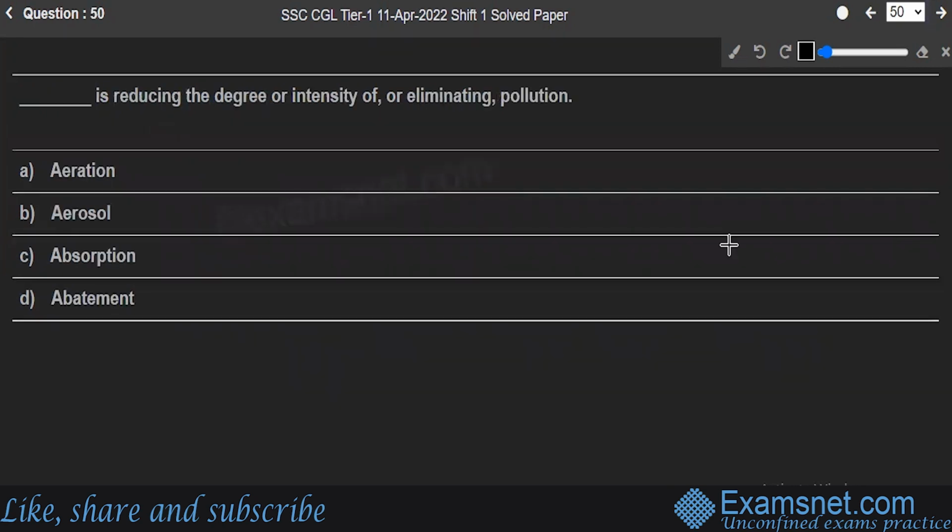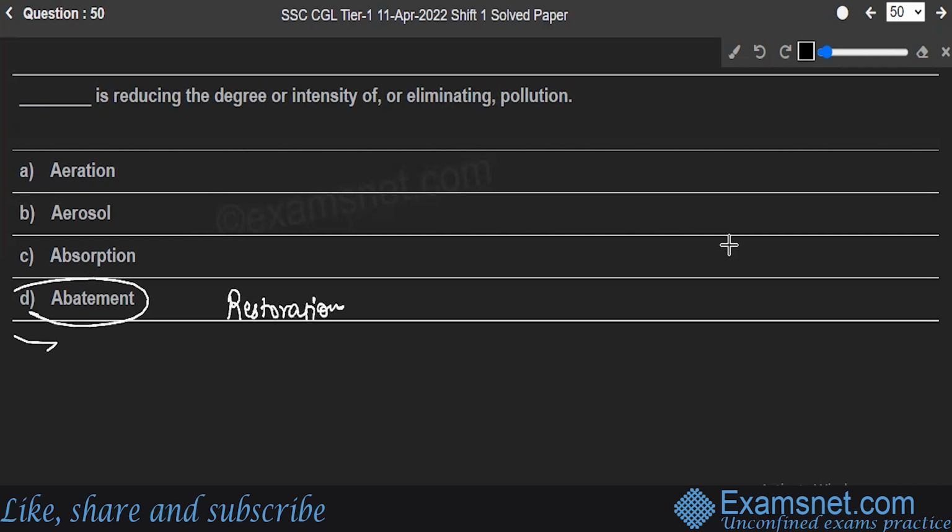Dash is reducing the degree of intensity of or eliminating pollution: aeration, aerosol, absorption, abatement. Abatement. See, the correct answer for this question is abatement. Abatement is reducing the degree or intensity or eliminating the pollution.